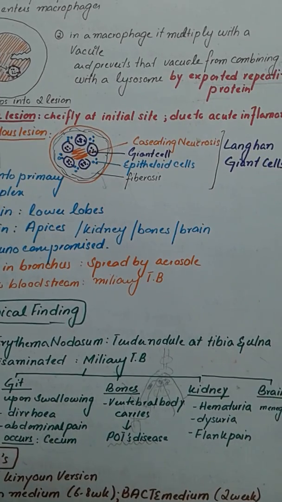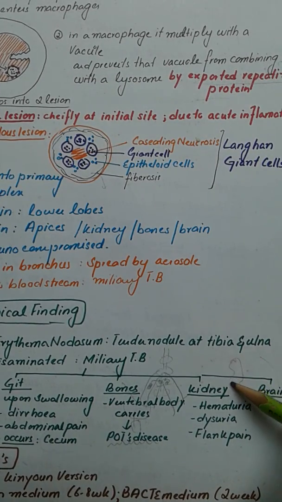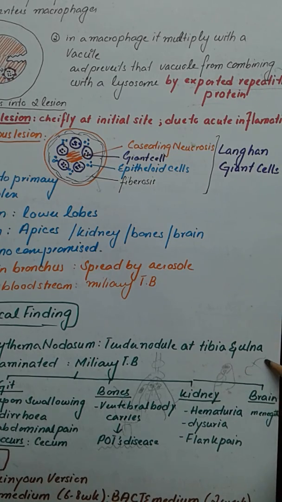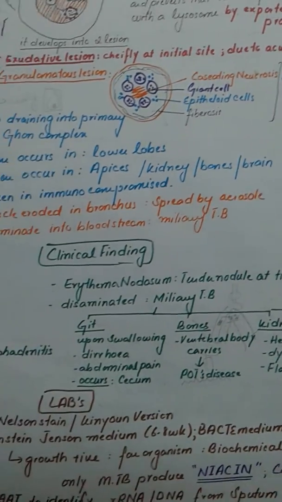Another thing it can also affect is the kidneys. In the kidneys, TB affects the upper lobes and results in blood in the urine, known as hematuria, and a lot of pus, which is pyuria, along with dysuria and even flank pain. It can go up to the brain and cause symptoms such as meningitis, because it affects the meninges of the brain, which is the outermost surface there.